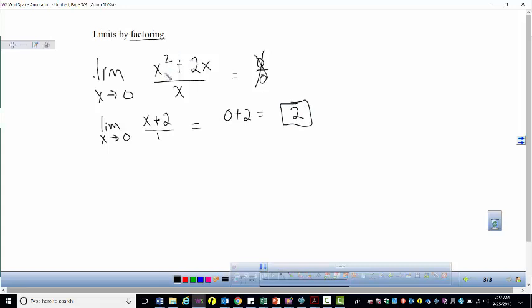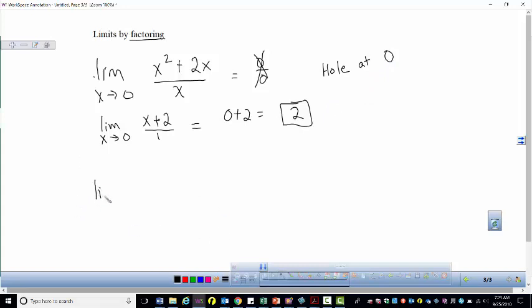What that means, if I was going to look at the graph of this, is there's actually a hole at 0. So the function did not exist, but the limit did because there was a hole. That's what we call removable discontinuity. So factoring, if it's a problem where it looks like you can factor, there's probably a hole in the graph. Let's look at another one.